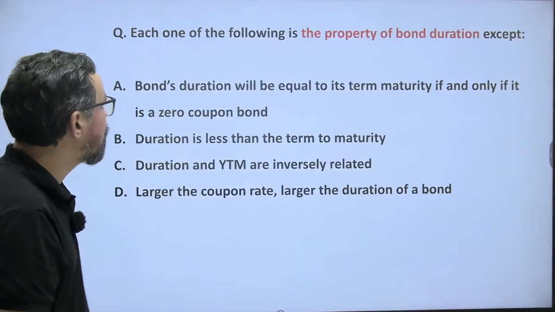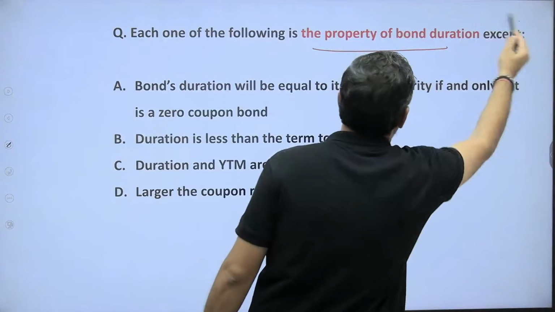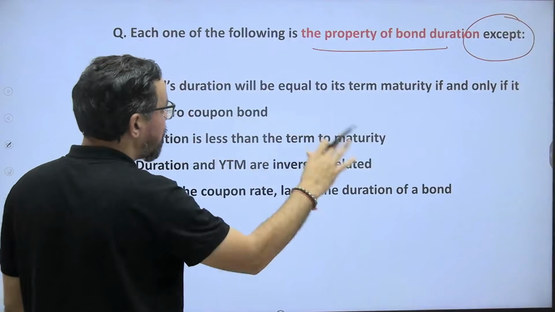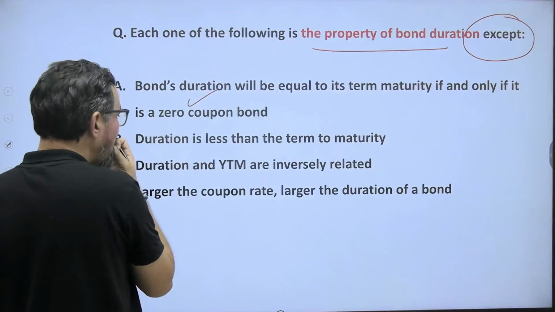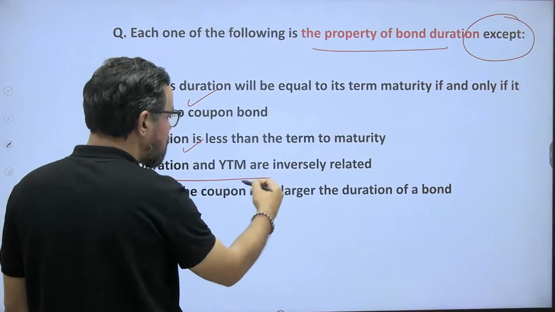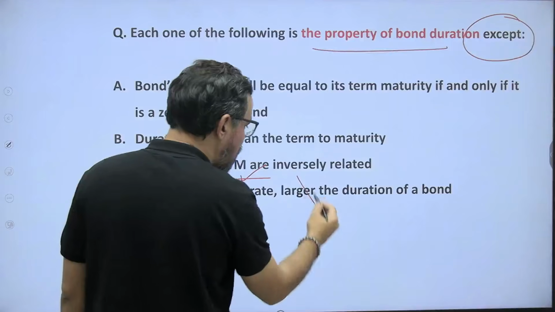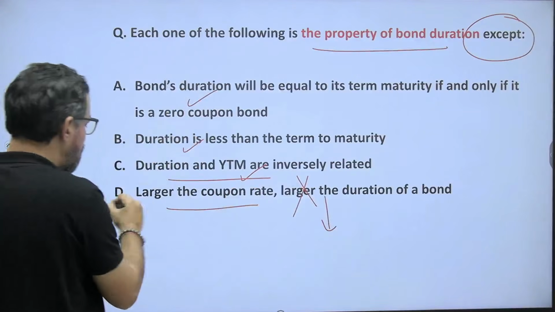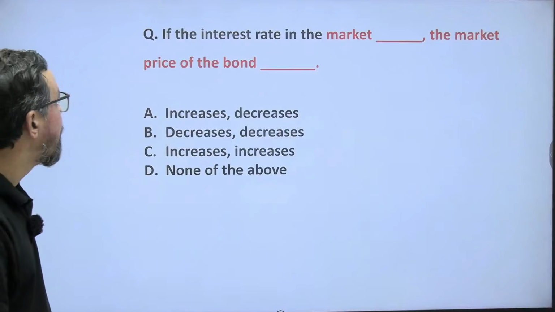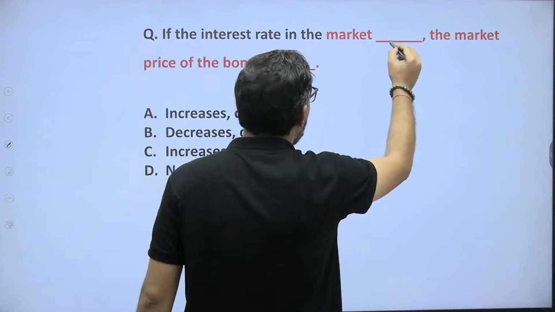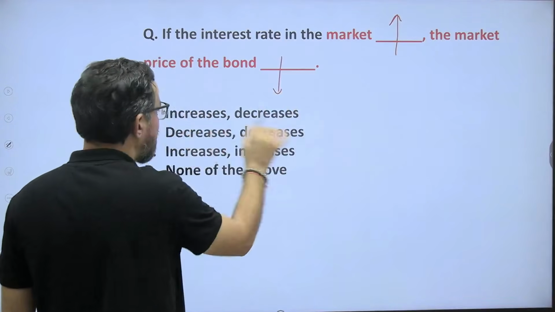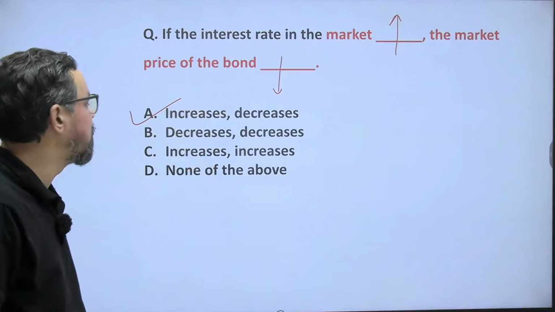Next one, each of the following is a property of bonds except which one. Bond duration will be equal to the term of maturity if and only if it is a zero coupon bond. True. Duration is less than the term of maturity. Duration and YTM are inversely related. The larger the coupon rate, the smaller the duration. So D will be the right answer for this one. Just now we have discussed all these. If interest rate in the market increases, the market price of the bond will decrease or increase? A only will be the right answer for this particular one, right?